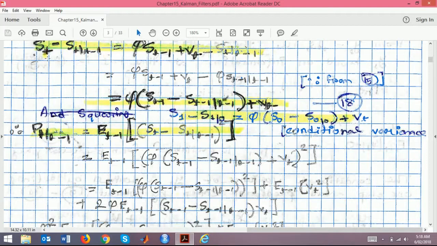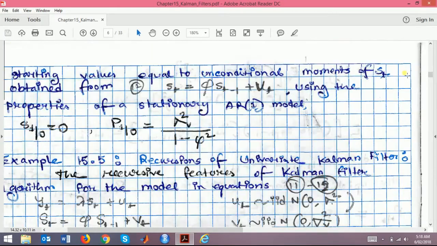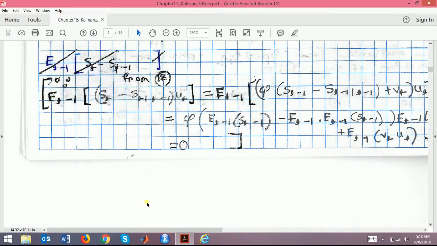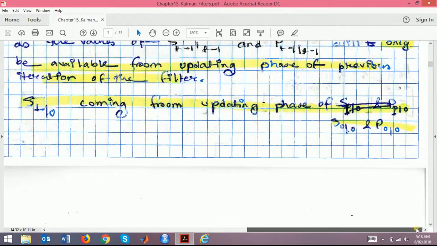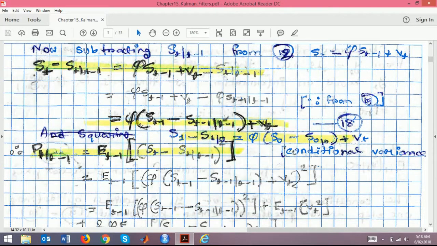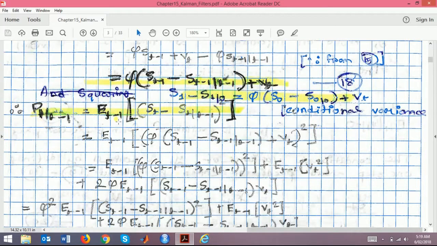And what is this difference? This is giving you the one step ahead prediction error, because this difference, when squared, by definition gives you the variance of the latent factor model, right? So s1 equals phi s0|0 plus phi (s0 minus s0|0) plus the disturbance term. We can write it as s1 minus s1|0 equals phi (s0 minus s0|0) plus the disturbance term.